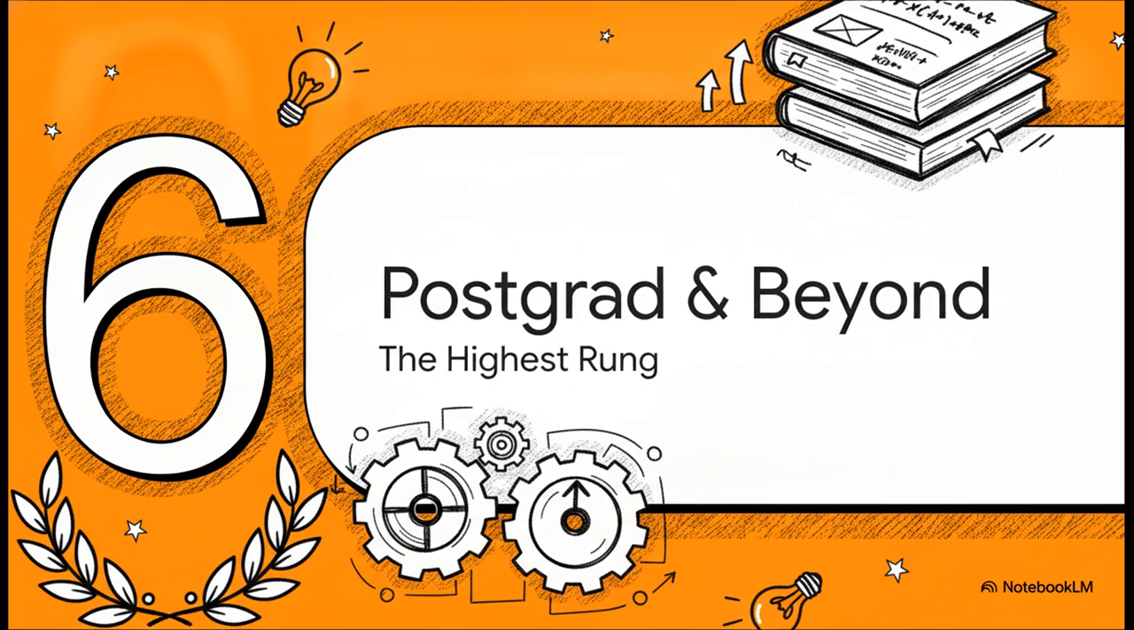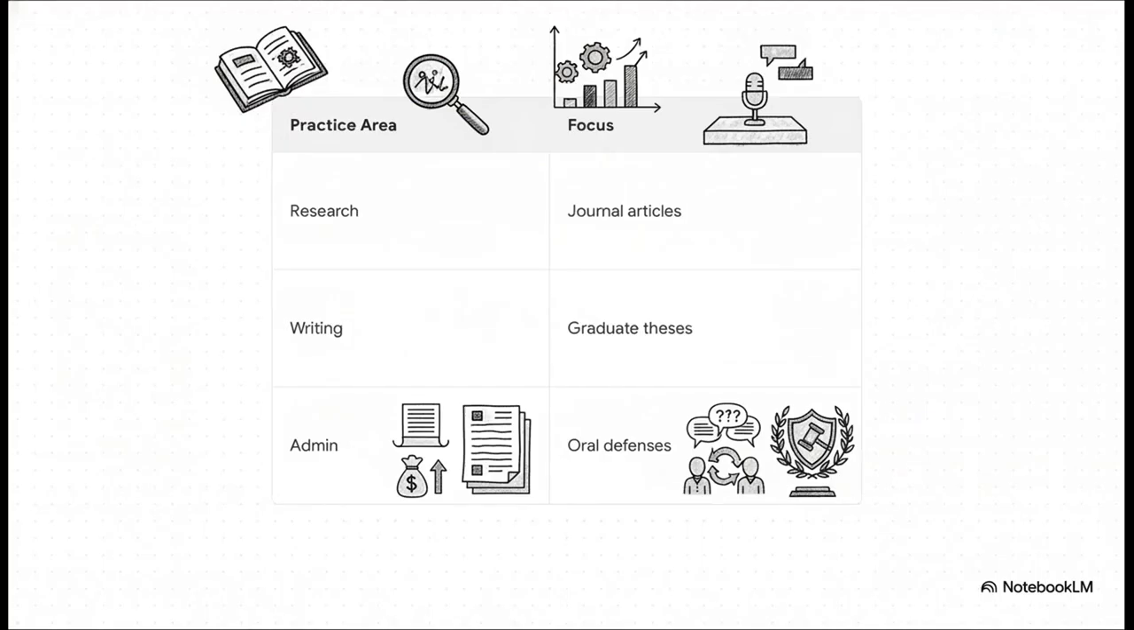This is the realm of highly specialized, high-stakes academic communication that really defines the professional scholarly world. At the postgraduate level, the demands shift dramatically, and the practices become incredibly specialized. Under research genres, students now have to master writing journal articles, drafting grant proposals just to get funding, and presenting conference papers. Under student writing, they're producing massive, highly complex dissertations.